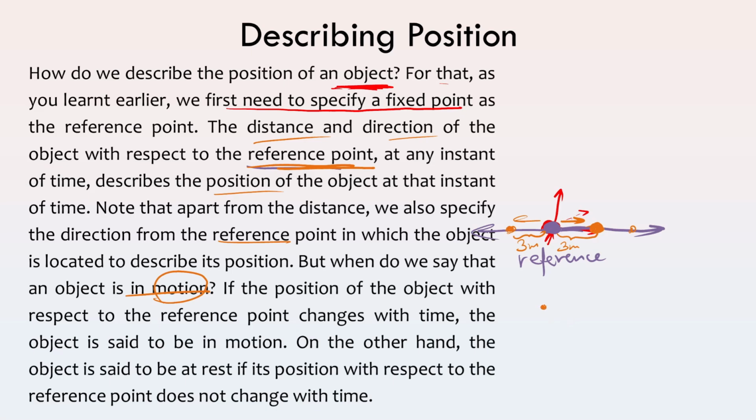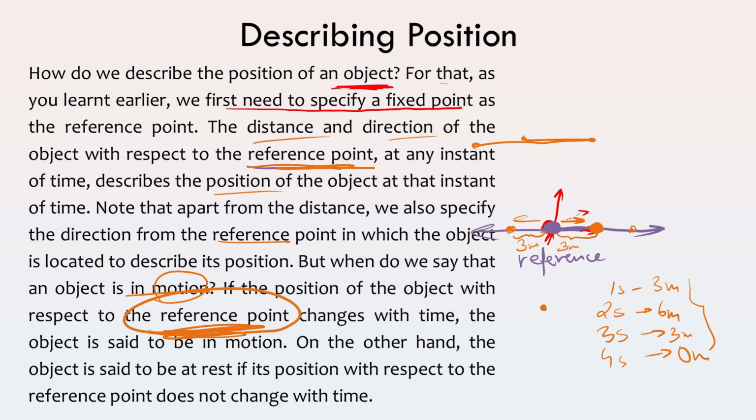Let us imagine that at 1 second it was 3 meters away, at 2 seconds it was 6 meters away, at 3 seconds it was again 3 meters, and at the 4th second it was 0 meters. As you can see, this position is changing. First it goes here, then here, then here, and then here. So it's in motion. Its position is changing with respect to a reference point. This is important.